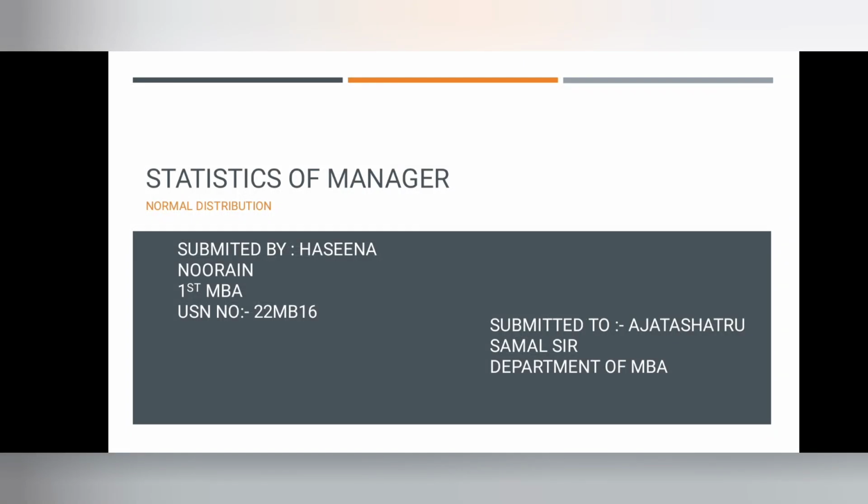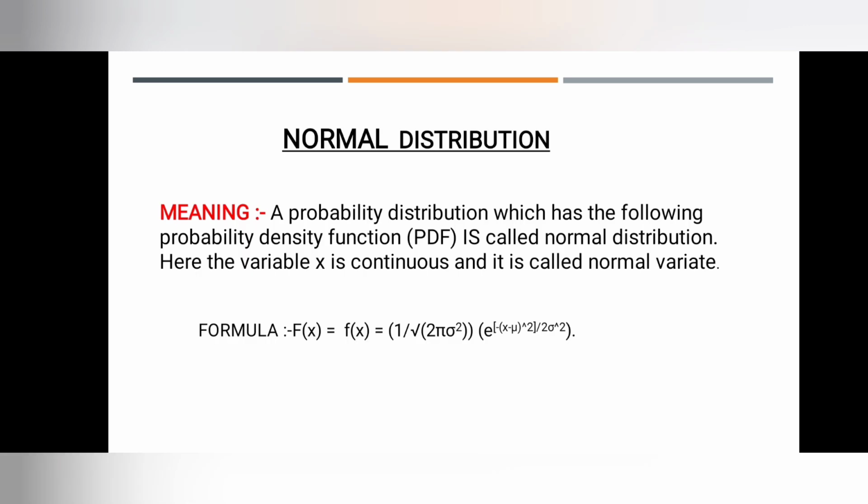Statistics for managers. In this, we are going to solve problems on normal distribution. So first, let us start with the meaning of normal distribution and the formula which we will be using while solving the problems. A normal distribution means the probability distribution which has the following probability density function. In short, we call it PDF.